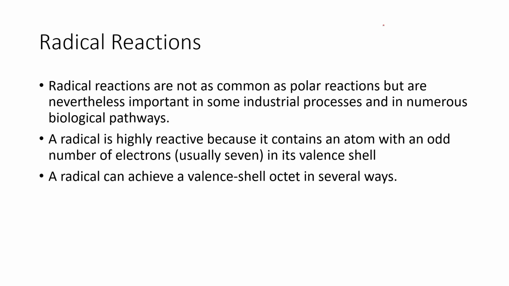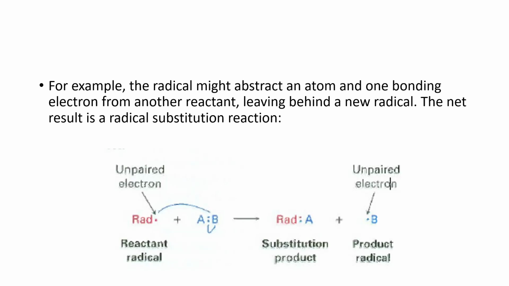Okay, so let's first dive deeper into your radical reactions. So radical reactions are not as common as polar reactions, but are nevertheless important in some industrial processes and in numerous biological pathways. A radical is highly reactive because it contains an atom with an odd number of electrons, usually 7, in its valence shell. A radical can achieve a valence shell octet in several ways. Okay, so the first way is when it abstracts an atom and one bonding electron from another reactant, leaving behind a new radical. The net result is a radical substitution reaction.